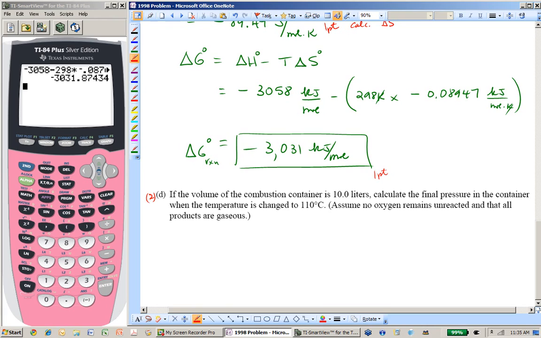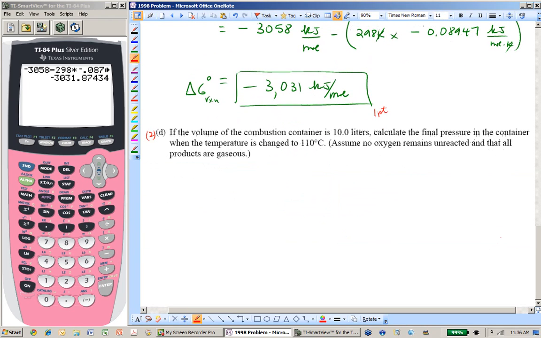If the volume of the combustion container is 10 liters, calculate the final pressure in the container when the temperature is changed to 110 degrees Celsius. Assume no oxygen remains unreacted and that all products are gaseous. Sounds like, feels like, could be. Ideal gas law. Your good buddy PV = nRT.